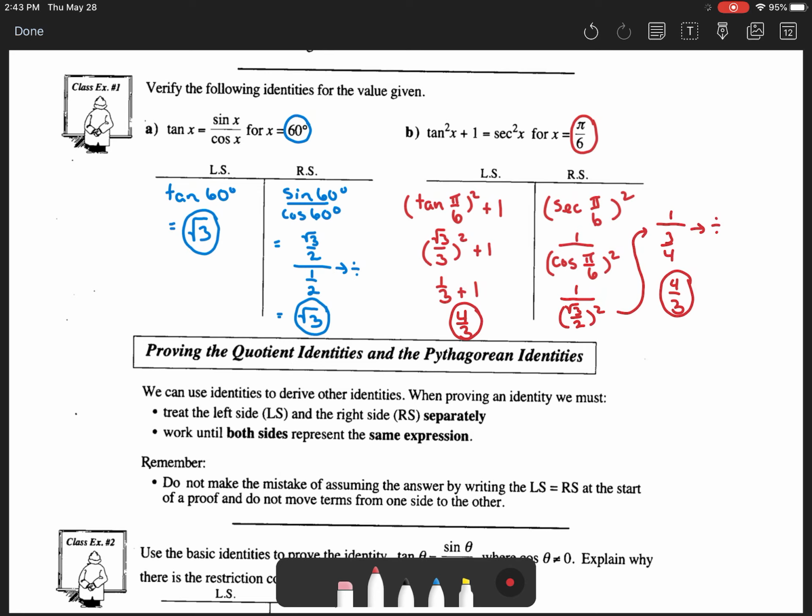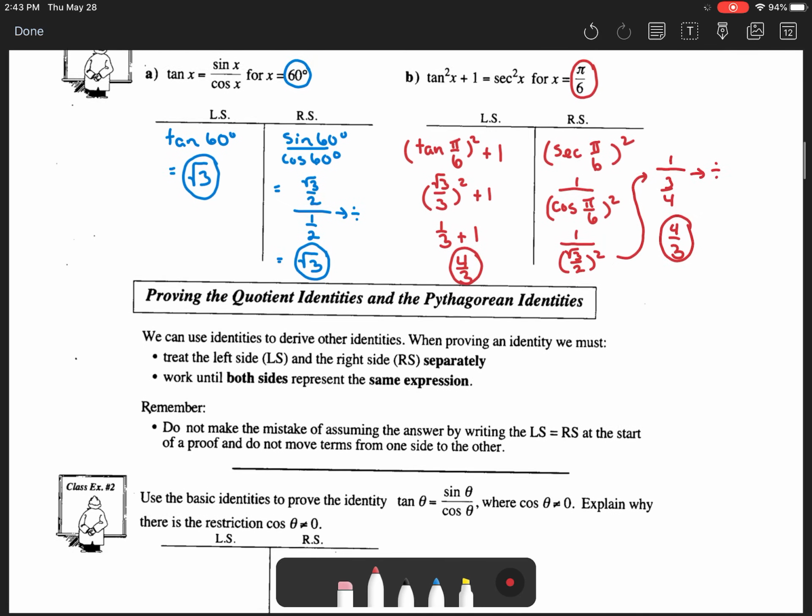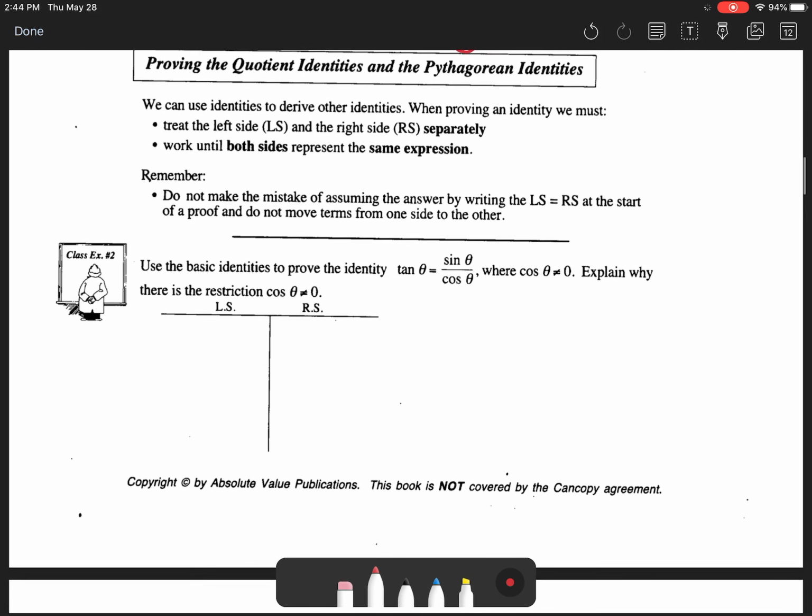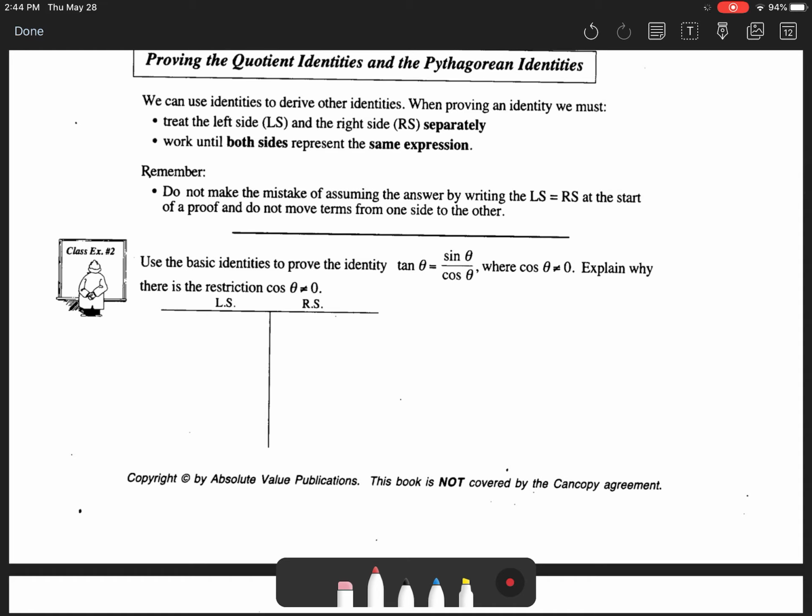Again, same basic principles. I worked at the left-hand side of the identity, I worked at the right-hand side of the identity, they ended up equaling the same value. So again, what have I proven? I've proven that that identity, tan squared of x plus 1, is equal to secant squared of x, but again, only for the value of pi over 6 in radian measure at this point. Again, I can't say that it's true for any other values of x.